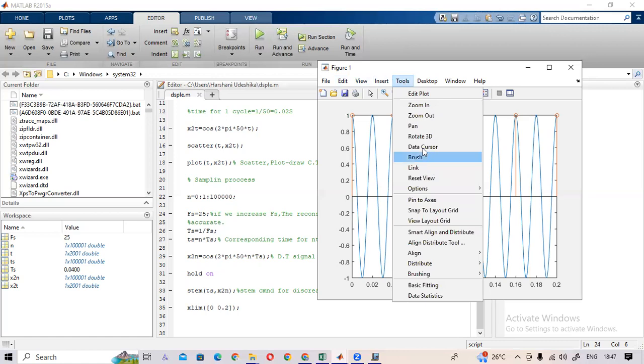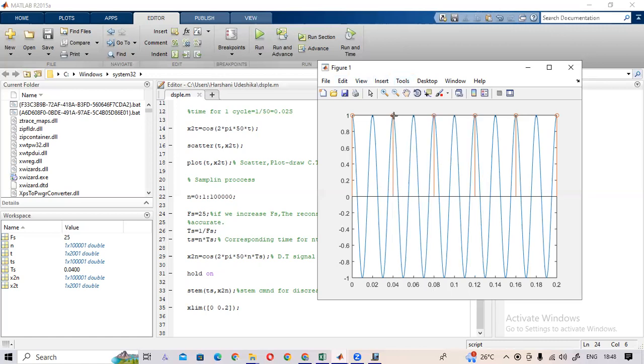We need to stop the sampling from today. Okay, so I didn't understand this. Try to understand this as well as possible. So you can see that the time value, the x value, is 0.04.